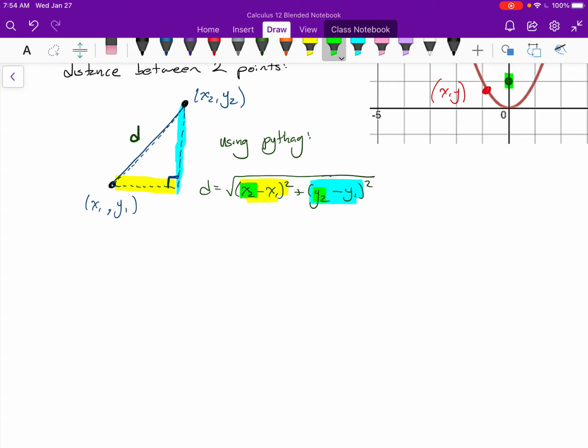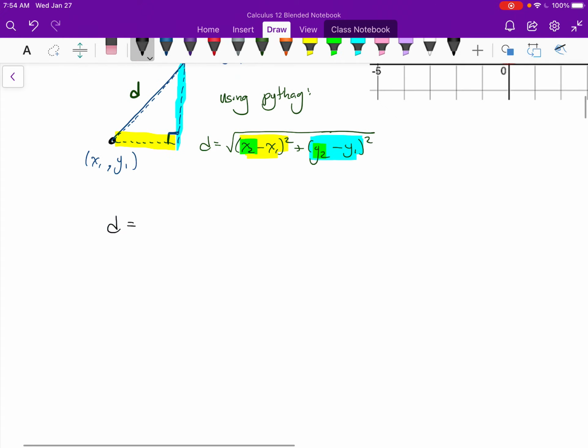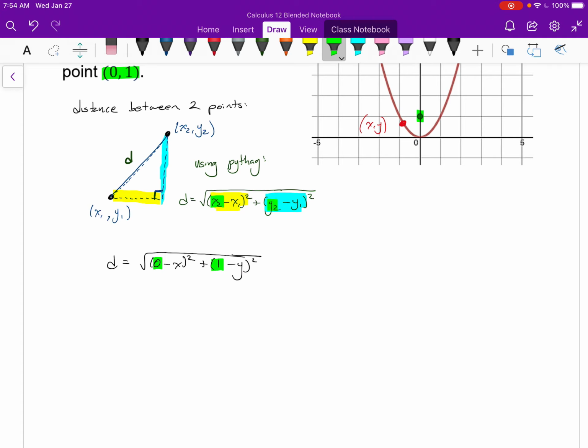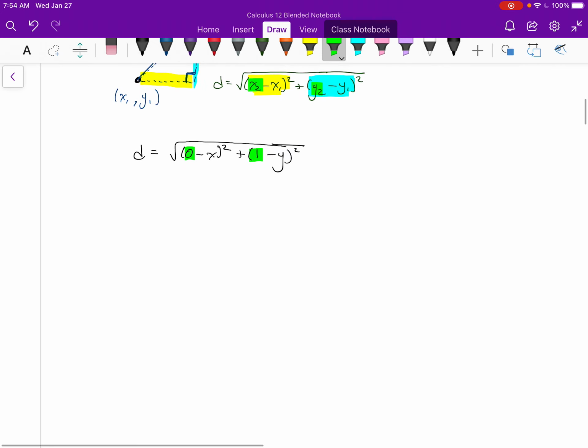Because I need to pick one of them. It doesn't really matter. So I could say distance equals the square root of 0 minus x all squared plus 0 minus y all squared. Oh, not 0, sorry, 1. It doesn't matter which one I call x and y. Again, x and y represent some point on that curve. That point is variable. The 0, 1 is not. So I can clean this up a bit.